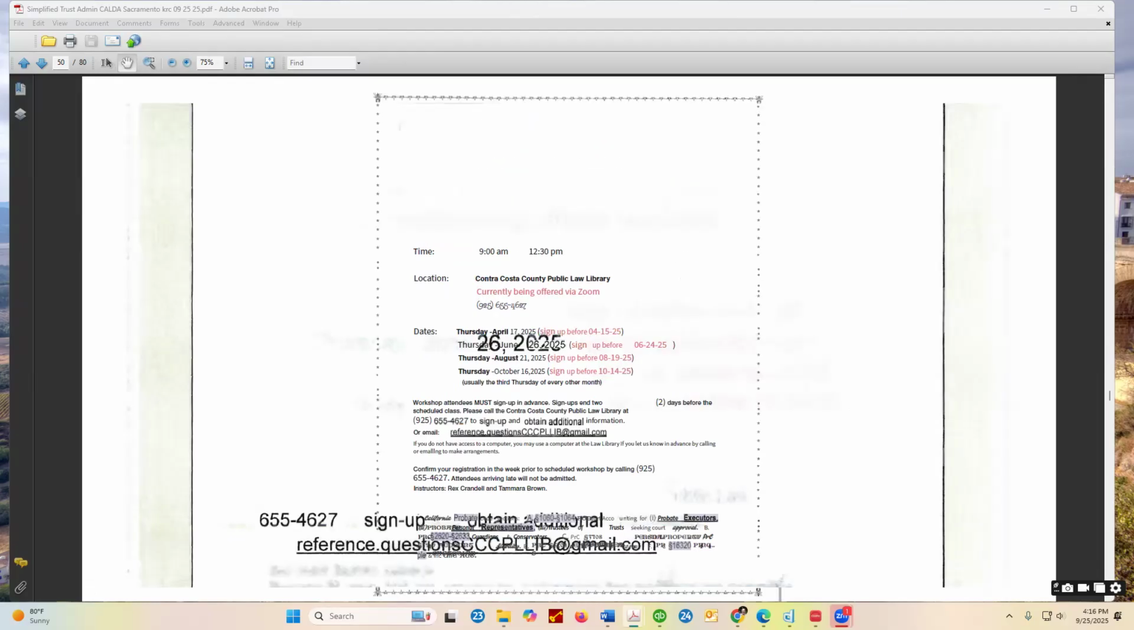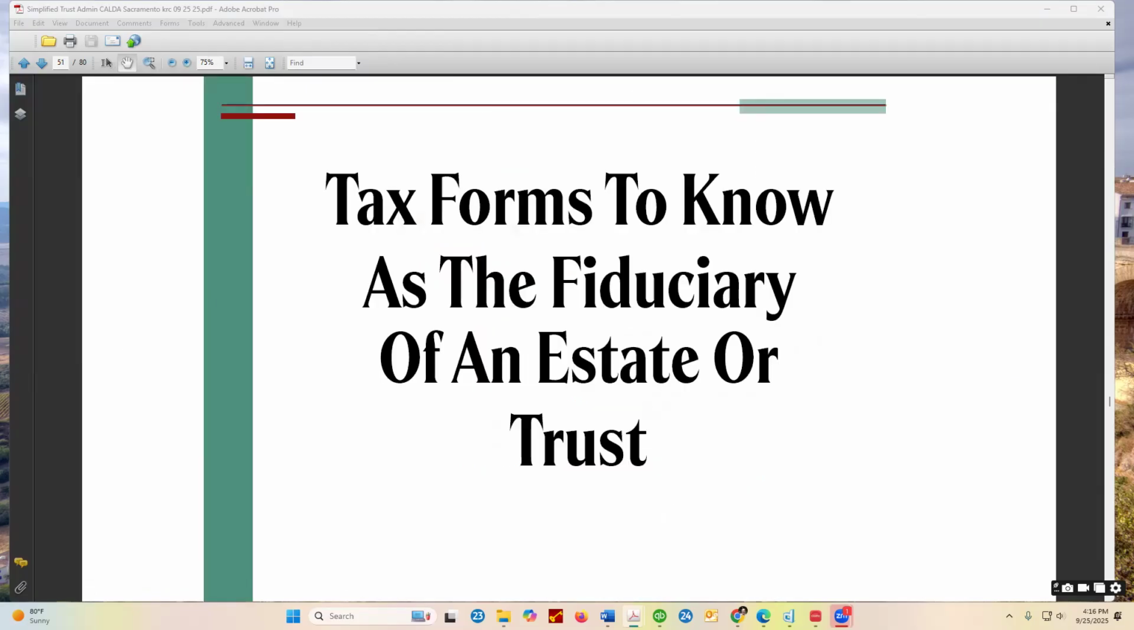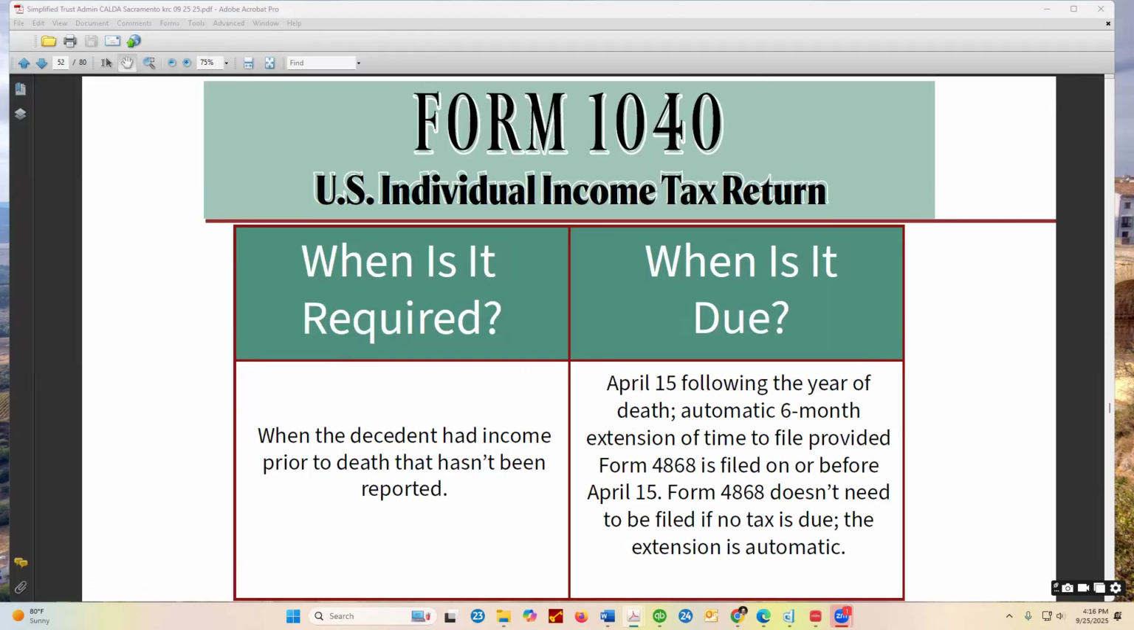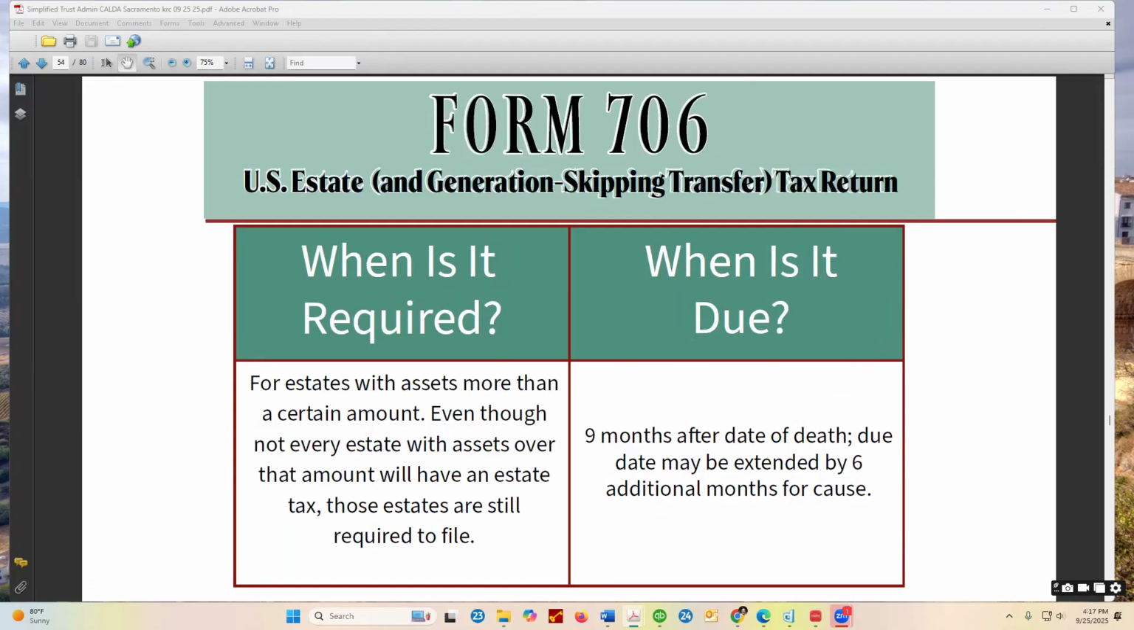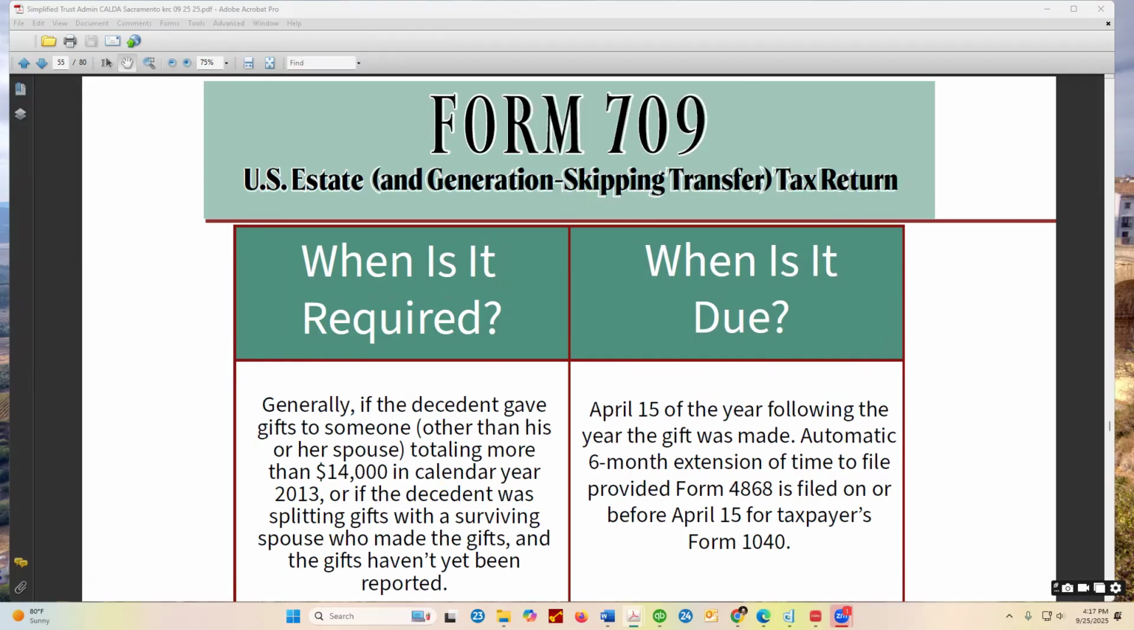Okay. So we're out of the accounting now, and let me go to some tax forms. The 1040 is due for the decedent up to their date of death. The 1041 fiduciary income tax return is prepared for income received after death. The Form 706 is the estate and inheritance tax return.